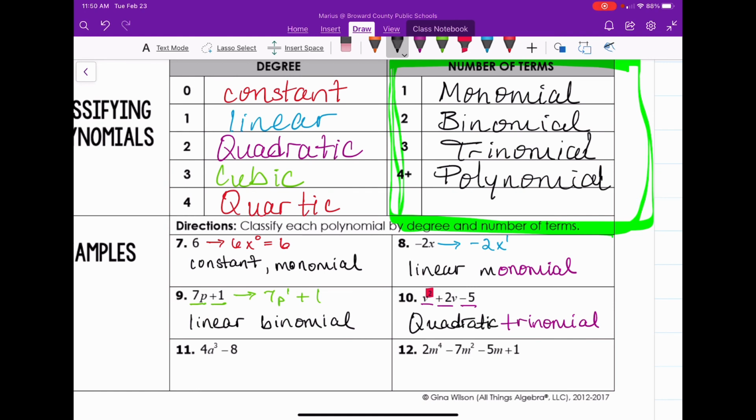All right, let's take a look at number 11. With number 11, we have 2 terms, so that makes it a binomial. And the largest exponent is 3, which makes it a cubic, or degree 3, third degree binomial.